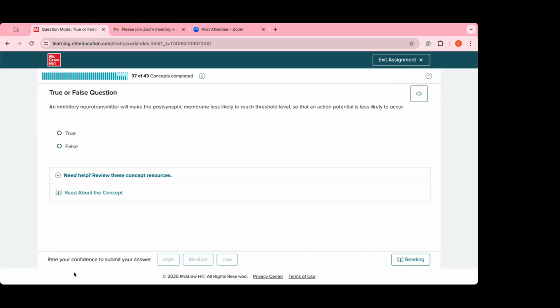An inhibitory neurotransmitter will make the postsynaptic membrane less likely to reach threshold level so that an action potential is less likely to occur. I think so. I think that's true. I think that's what inhibitory neurotransmitters mean, because inhibitory neurotransmitters make excitation less likely. So I think that's a true statement.